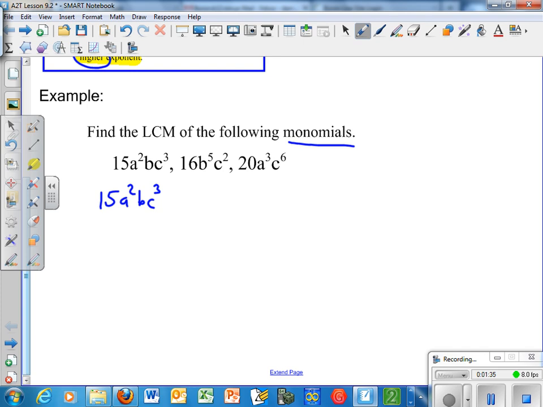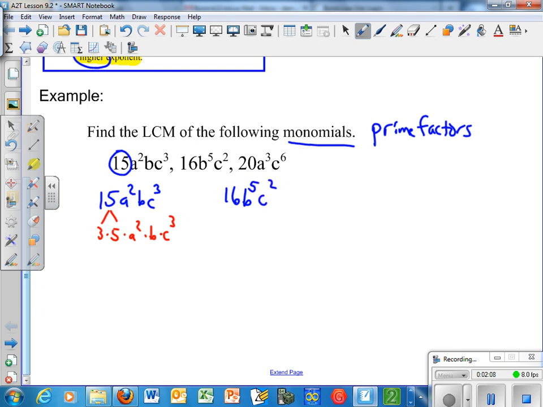You want to use prime factors. Now, what do I mean by prime factors? I'm talking about prime factors of the number or numeric part, or the coefficients. So I can break 15 down into 3 times 5, prime factors. And then I have a squared b c cubed. Okay? I'm going to write down my next term. I'm going to space this out a little bit.